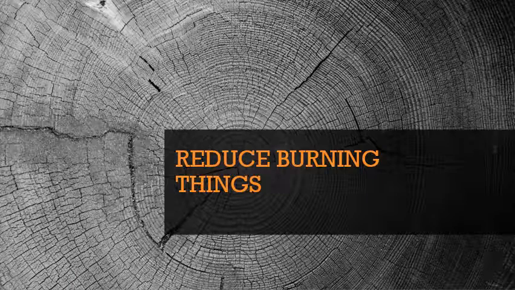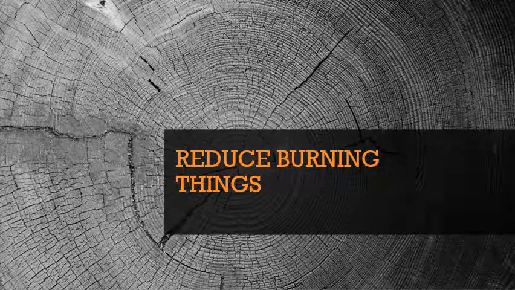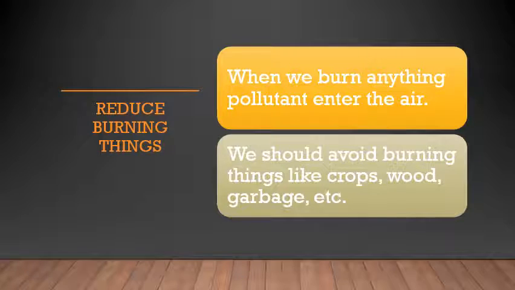Then reduce burning things. If we don't want something, it does not mean you have to burn it off. If we burn things, pollutants enter the air, like carbon monoxide, and a lot of it enters into the air. So we should avoid burning things like crops, wood, garbage, etc., because it gives out a lot of pollutants into the air.